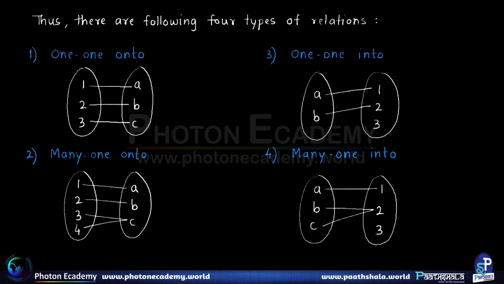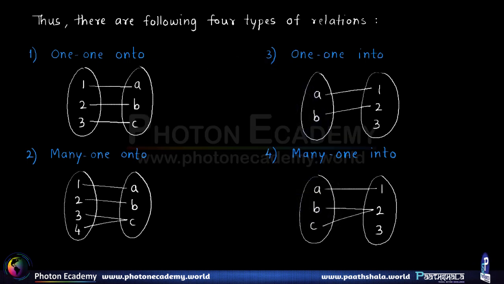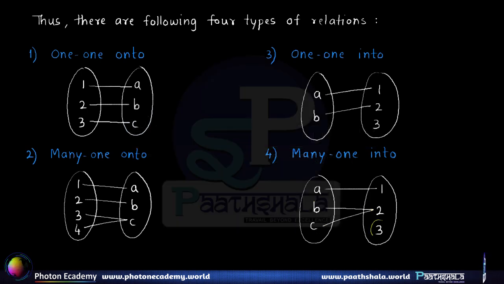So here also we see that the elements are related in 1-to-1 relationship, but now there is one element in second set which is 3, which is not related with any element in the first set. So that makes the relation as into. So together it is 1-1 into type. And lastly, the fourth type is many-1 into. Here we have the case of multiple elements B and C related with the same image in the second set. So therefore it makes it many-1. Whereas we have one element 3 which is not having any pre-image in the first set. So that makes it into. So therefore together it is many-1 into type of relation.